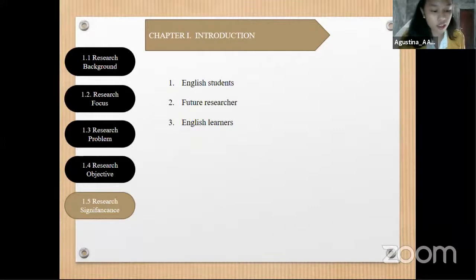And the last is for English learners. It can provide information in choosing films for people who use English movies as learning object, and information to know how accurate the meaning of the subtitle is translated from the source language.